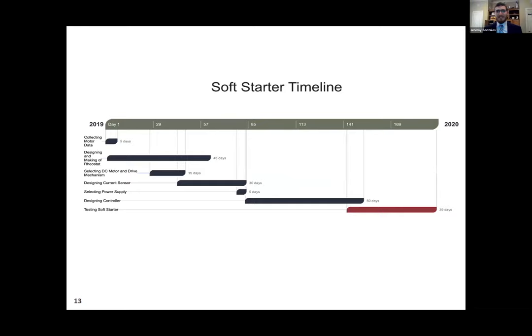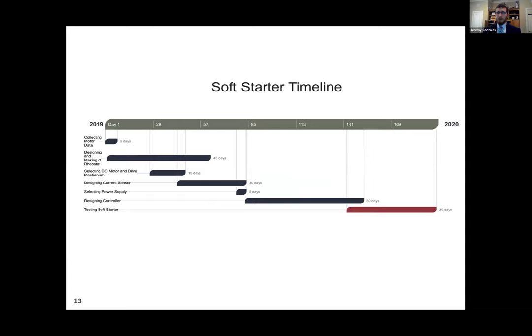Yep, project management. Every engineer has to have it, no one likes doing it. Starting with our timeline here, we wanted to have a couple days to figure out exactly what the motor was doing with normal operation, the normal 6 to 10 times inrush current, and get a feel of what was going on.